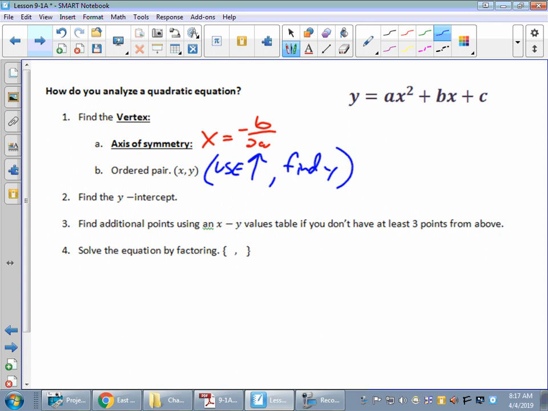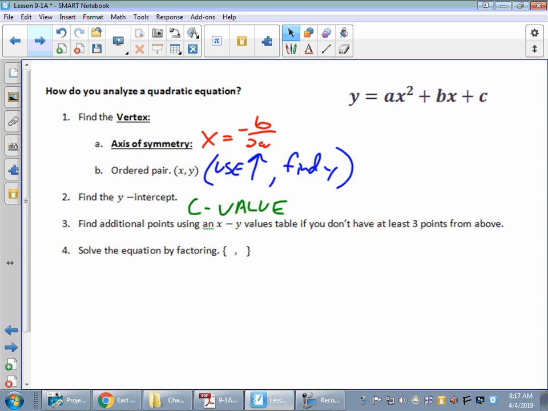And again, then we're going to find the y-intercept, which is always your c value. If there is no c value, then your y-intercept is 0. It would cross at the origin then. Okay? And then we're going to find additional points if you need to, using an xy table.